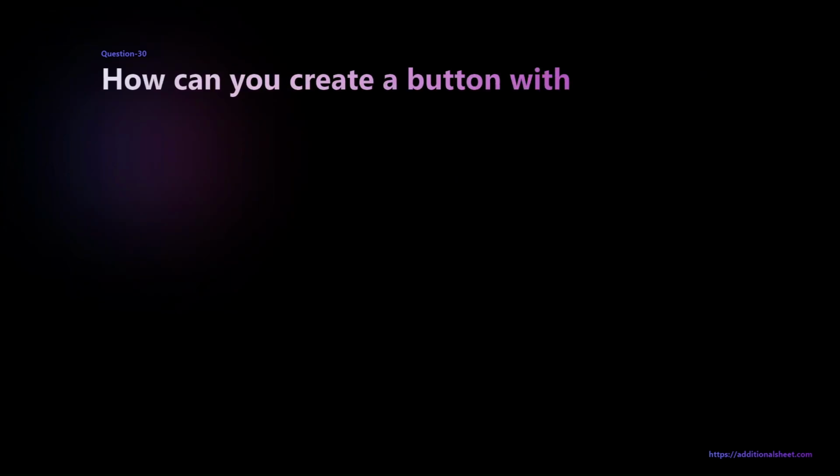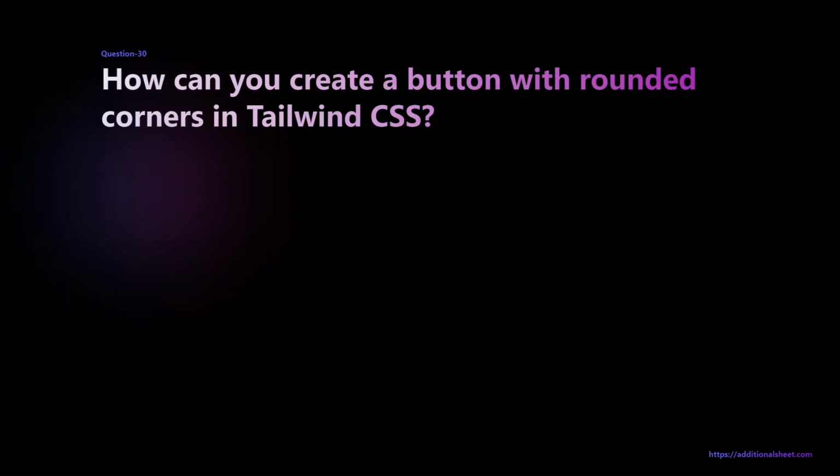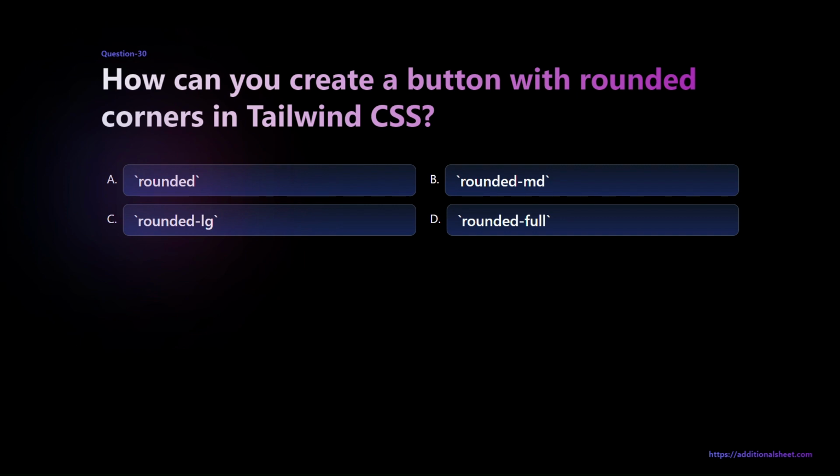How can you create a button with rounded corners in Tailwind CSS? Option A, rounded. Option B, rounded MD. Option C, rounded LG. Option D, rounded full. The correct answer is option A, rounded.